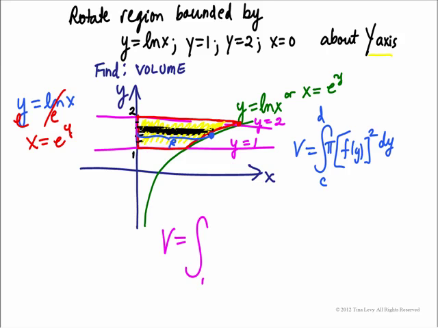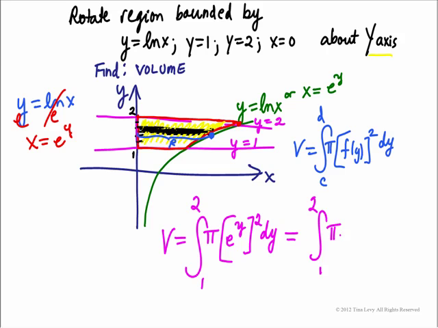Now the volume is the integral from c to d, from 1 to 2, of pi times e to the y, that's our x, squared, dy. Using our rules of exponents, this is pi e to the 2y dy. And this integral is going to involve a u substitution.